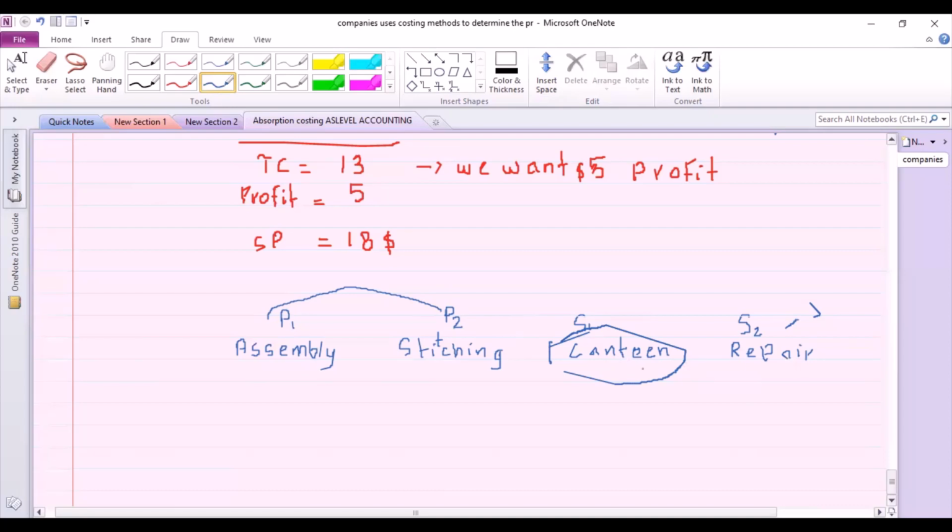So it means that at the end, the canteen will share its fixed overhead cost to the repair and maintenance department, like S2, because the canteen is also serving the repair and maintenance department along with the stitching department and assembly department. So in the same scenario, maybe the repair and maintenance department is also serving the canteen department.